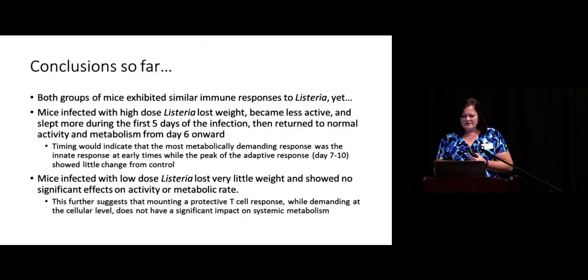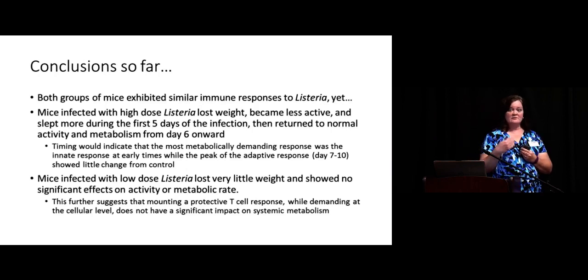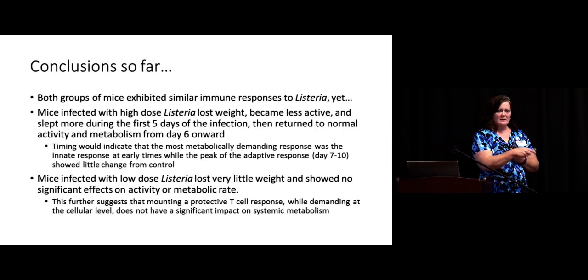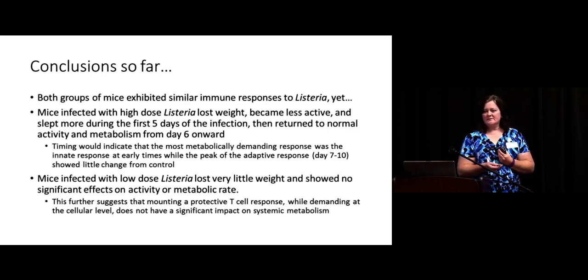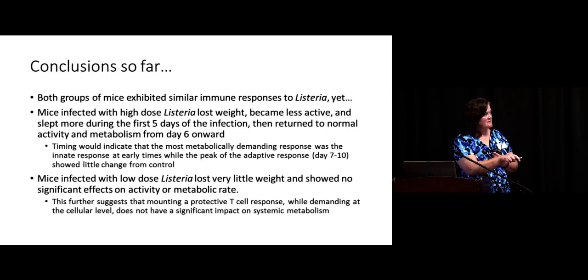So I said I was looking for specific components of the innate or the adaptive response. Well, the timing of the weight loss and the changes in activity are really coincident with the innate response. They are not happening at day 7 and 10. They basically return to normal at that point, and that would be the peak of the adaptive response. And so it appears that the major metabolic demand is coming from the innate immune response, and that would be most likely pro-inflammatory cytokines and fever. So again, the most metabolically demanding response was happening very early, while the adaptive response was peaking later.